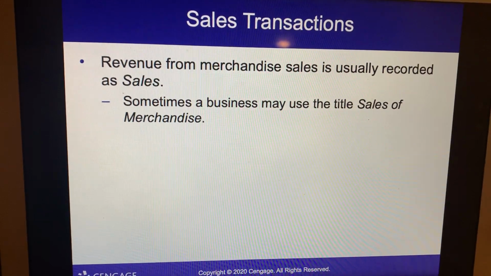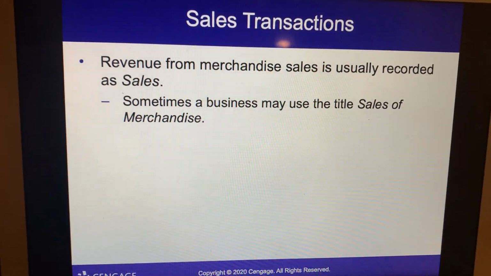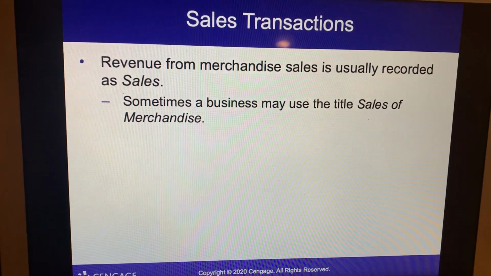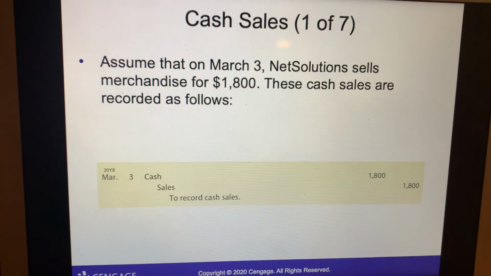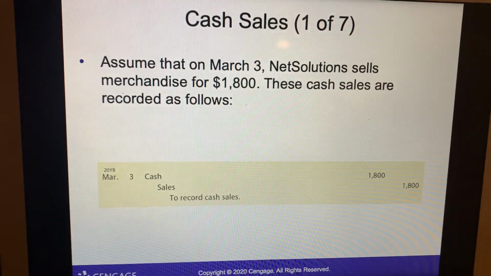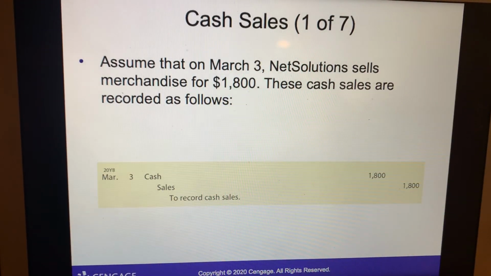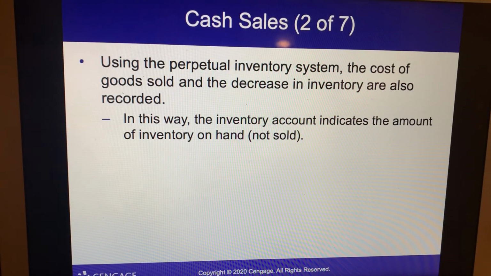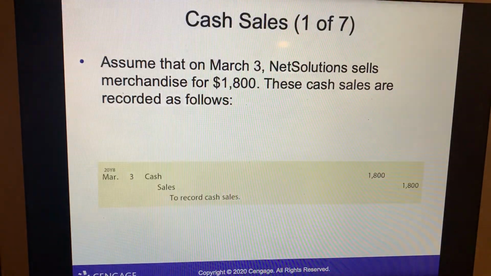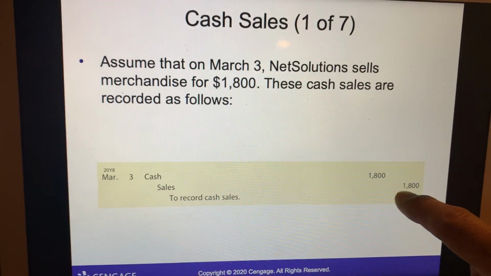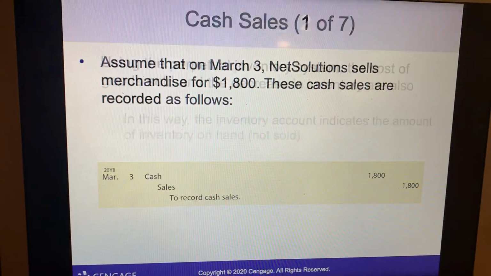Revenue from merchandise sale is usually recorded as sales. Sometimes a business may use the title sales of merchandise. So assume on March 3rd, Net Solutions sells merchandise for $1,800. These cash sales are recorded as follows. We receive cash for $1,800 and record sales. And don't forget, this one goes directly to our income, and this one went to our balance sheet.